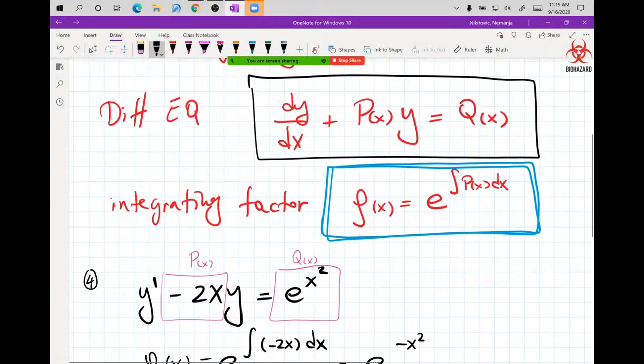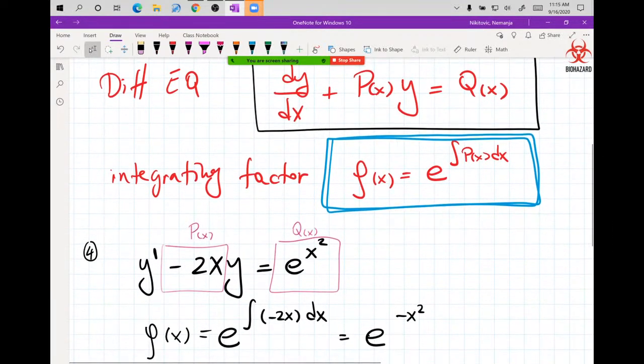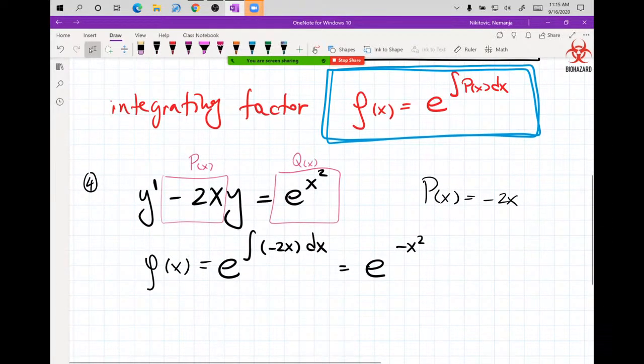So if you like a step-by-step breakdown, like you are doing the Macarena or whatever, your first step is to put it in the same form where it's defined, with a p and a q, and then isolate p. In this case, p of x is negative 2x. And then use that p in the formula for integrating factor rho to calculate the integrating factor.